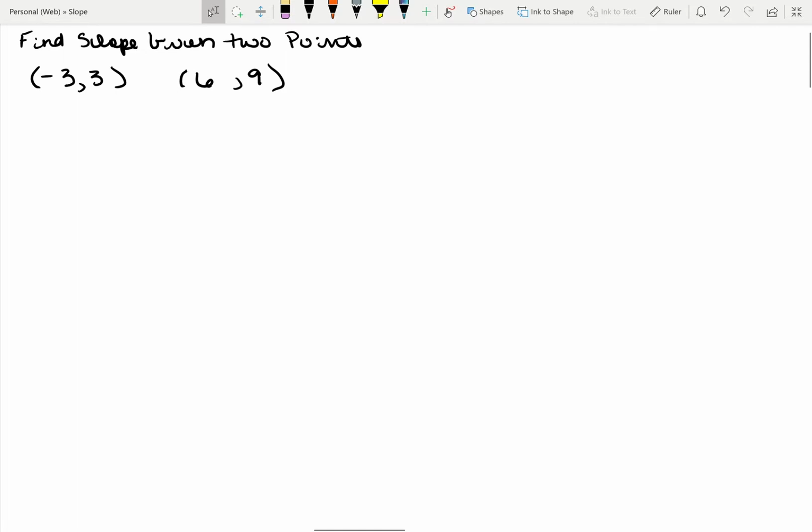Hi, today we're going to take a look at how to find slope given 2 points. Our 2 points here are (-3, 3) and (6, 9). And the formula that we're going to use is y sub 2 minus y sub 1 over x sub 2 minus x sub 1. Okay?